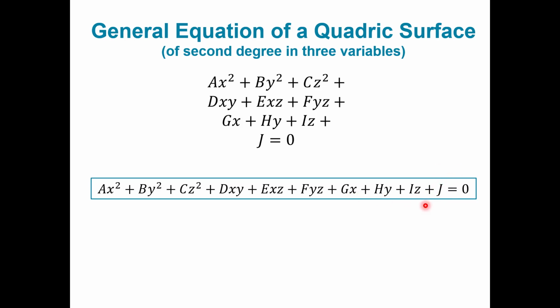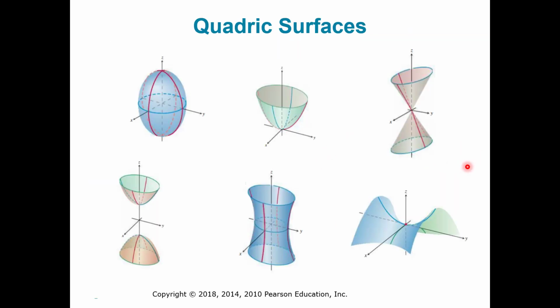Now, not every equation will have all of these terms, and that's what we're going to get into with our different shapes. So maybe you'll have just an x squared plus a y squared, and maybe nothing else over here. Or maybe you'll have a y squared and an xy, and then maybe a j over here. So not all of these terms will show up in every equation.